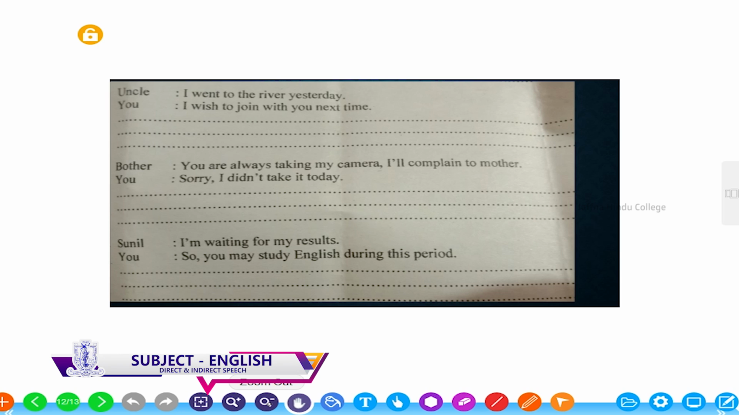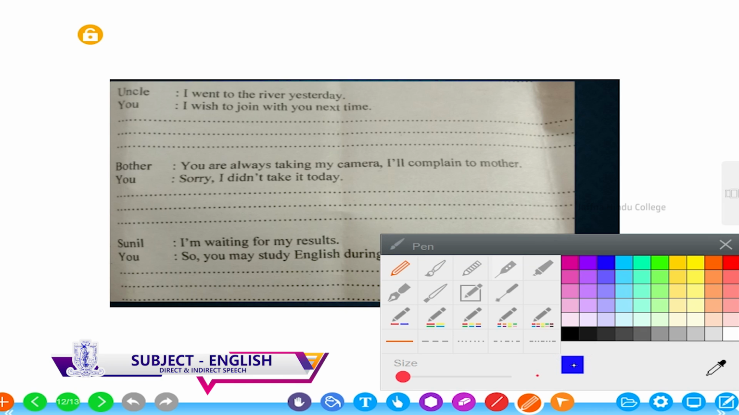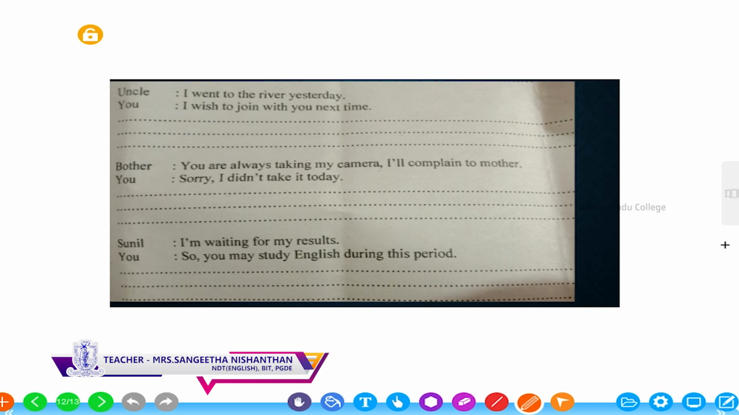I said that, or I told that. The you denotes you, so I say I said that, or I told that I wished to join with. The you denotes the uncle, the person in the dialogue. So the you denotes uncle, it will be him. Next one.